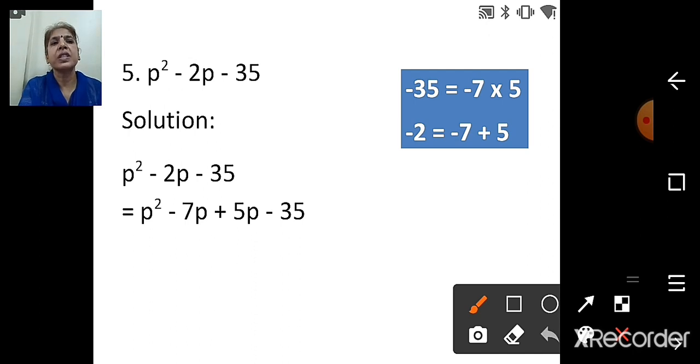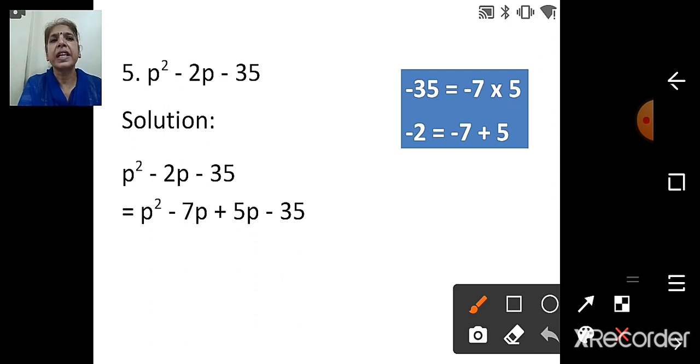So which factors are you going to take? Factors of 35 are 1 and 35, and 5 into 7 or 7 into 5. Usually we write the greater factor first. It helps us, and the presentation also becomes easy. The calculation also, you will find, it will help you. So we have written the factors 7 and 5.